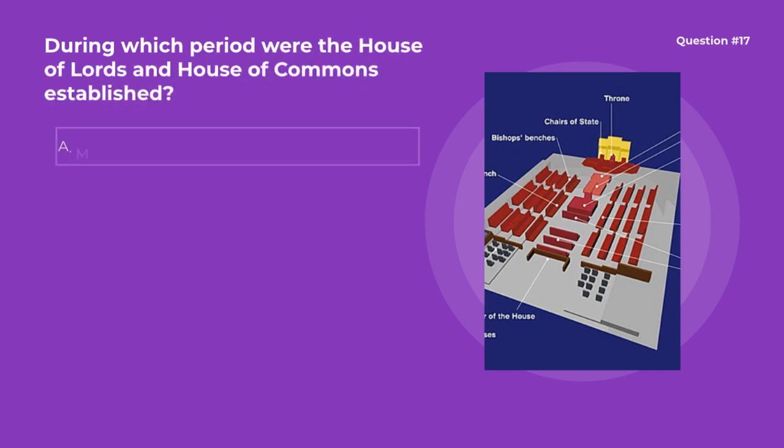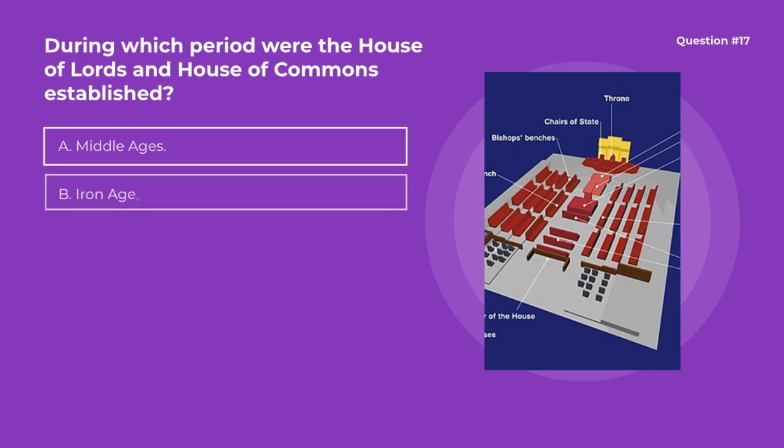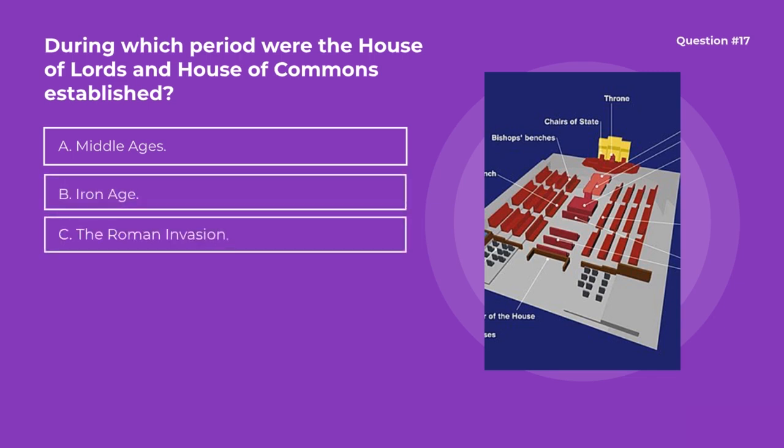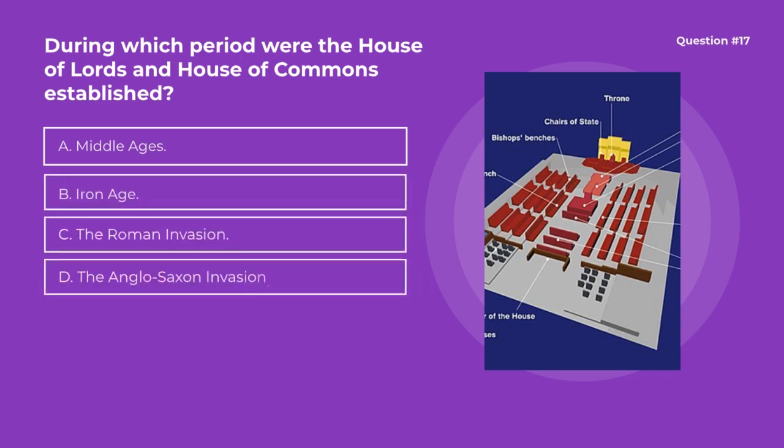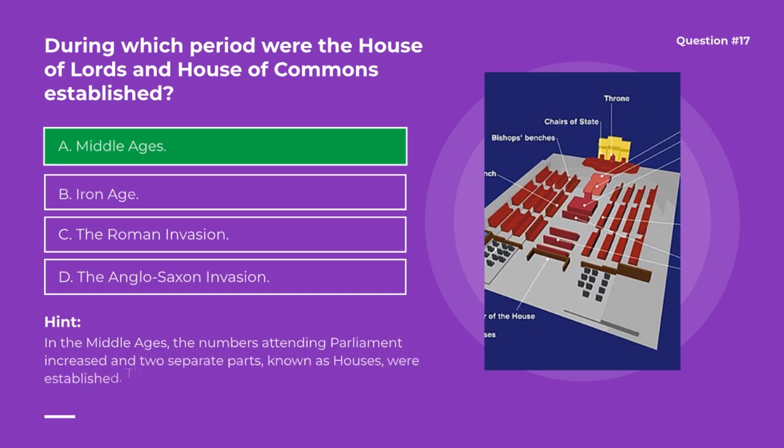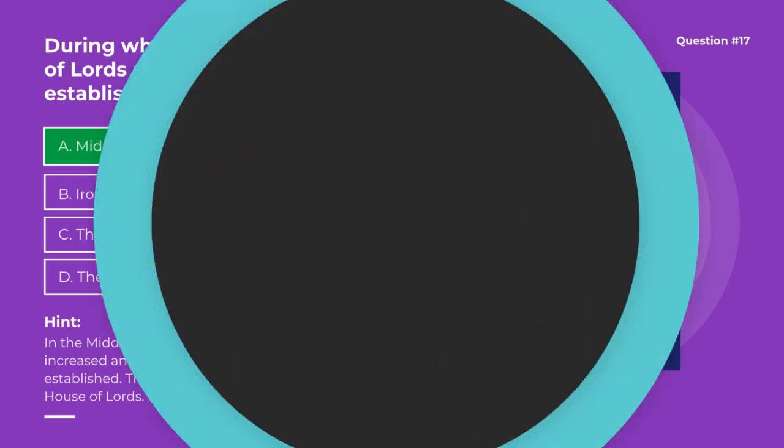Question number 17. During which period were the House of Lords and House of Commons established? Options are A. Middle Ages, B. Bronze and Iron Age, C. The Roman invasion, D. The Anglo-Saxon invasion. The correct option is Middle Ages. In the Middle Ages, the numbers attending Parliament increased, and two separate parts, known as houses, were established. These were the House of Commons and the House of Lords.